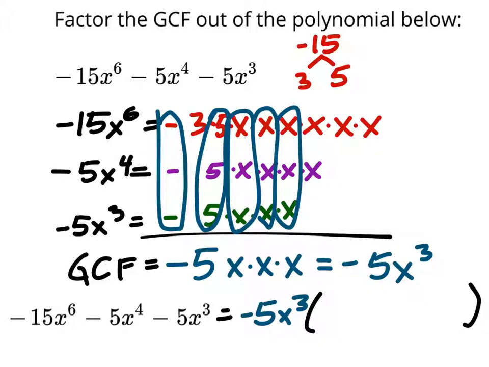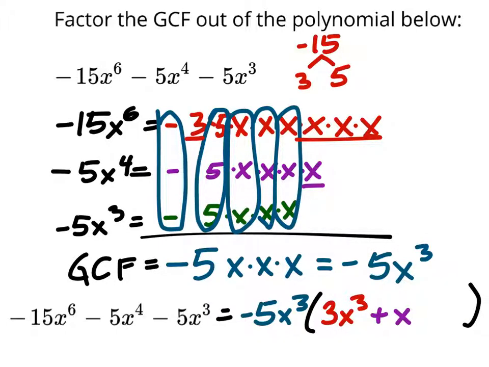Everything was positive, so we just put in some plus signs. All right, we got to be careful on this one because we had some minuses and negatives. So I pulled out the negative 5x to the power of 3 from each of these. And my first term, negative 15x to the power of 6, I've got a 3. And then I've got 3 x's, so x to the power of 3. In purple, all I've got is that x, and it's positive.